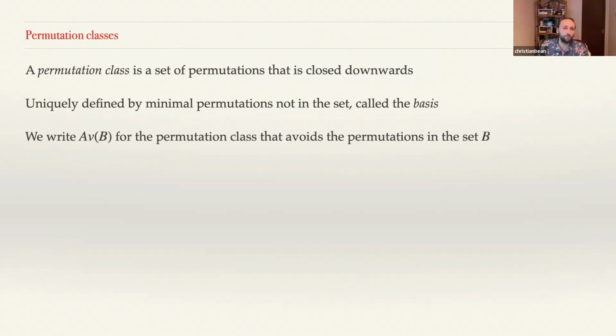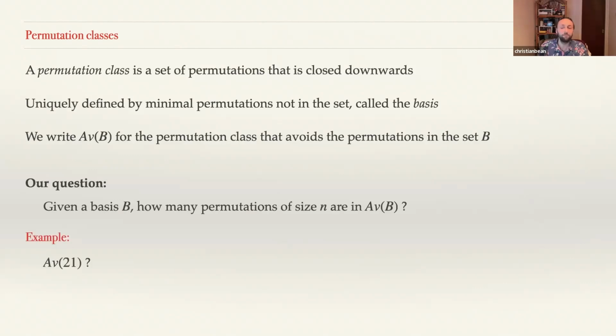For some notation, we write Av(B) to be the set of permutations that avoid every permutation in some set B. And so the question that we're going to spend most of our time asking is, given some basis, how many permutations of each size are there in the permutation class? So if we just do a quick example, how many permutations are there that avoid the permutation 2, 1? Well, of course, if we think of that pictorially, that's telling me that my points must all appear in increasing order. So there must be exactly 1 of each size, namely the identity permutation.